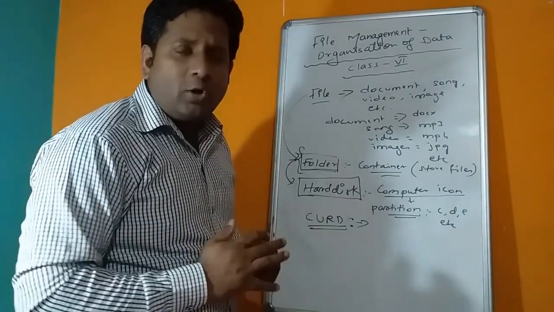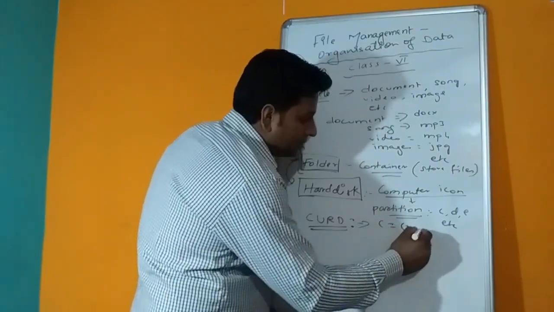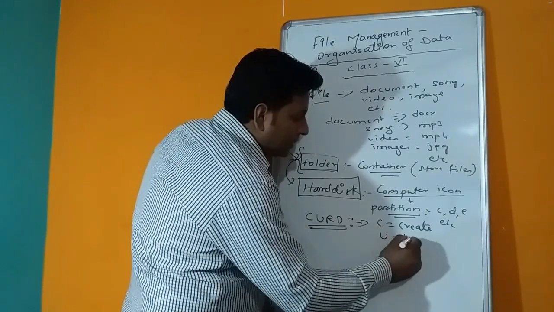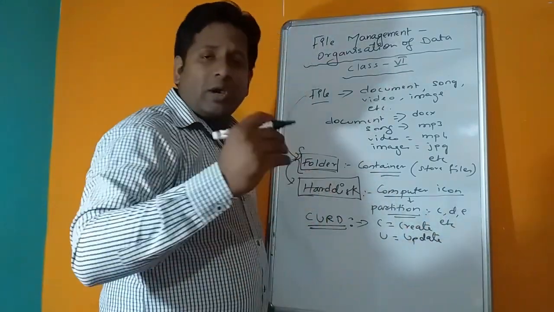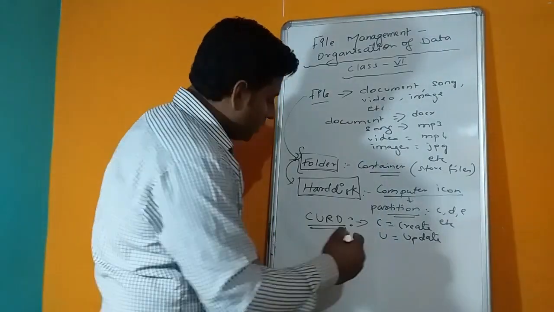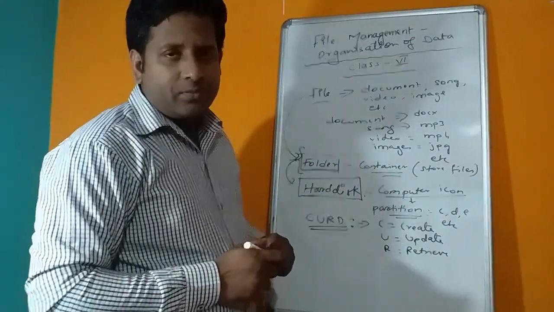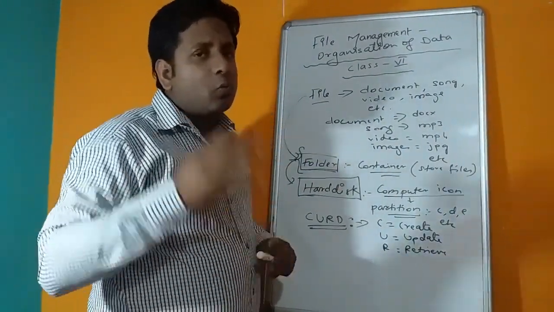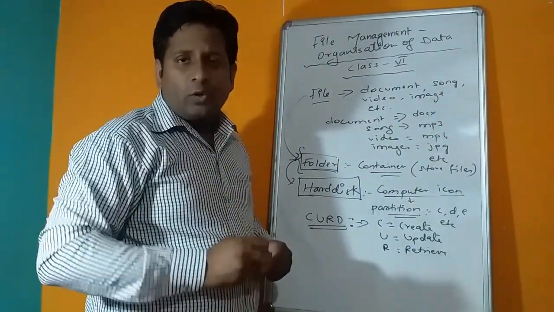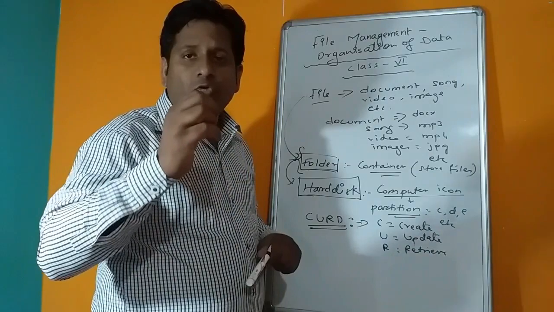So what are the operations you can do on a file? CURD. Now, C stands for create. You can create a new file wherever required. U is update. You can update, edit, or modify the file based on your requirement. R is retrieve, that means fetch or search. Sometimes you may forget the location where you saved the file, maybe C drive, D drive, or E drive. In such a case, you can use the retrieve feature of the computer to search your files. That is known as retrieve.